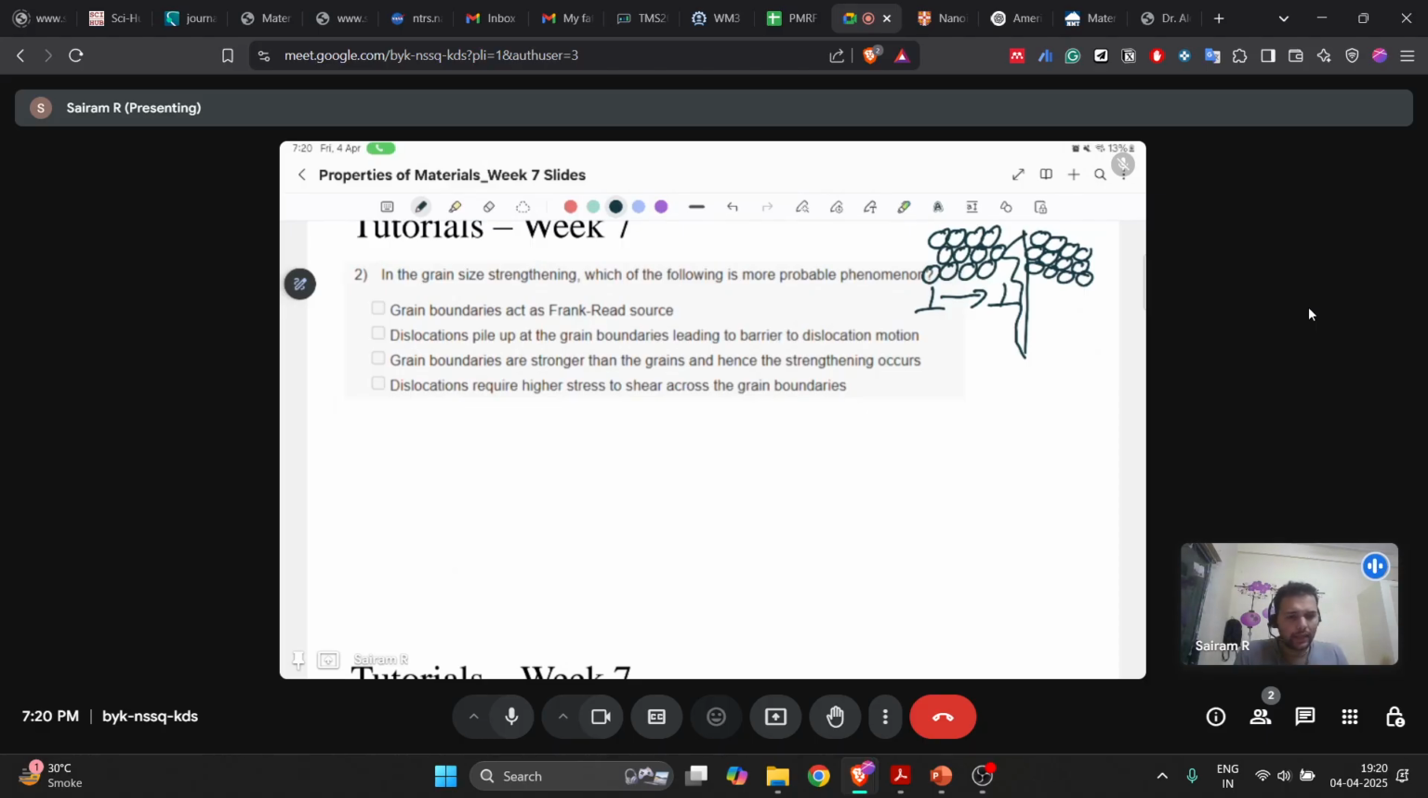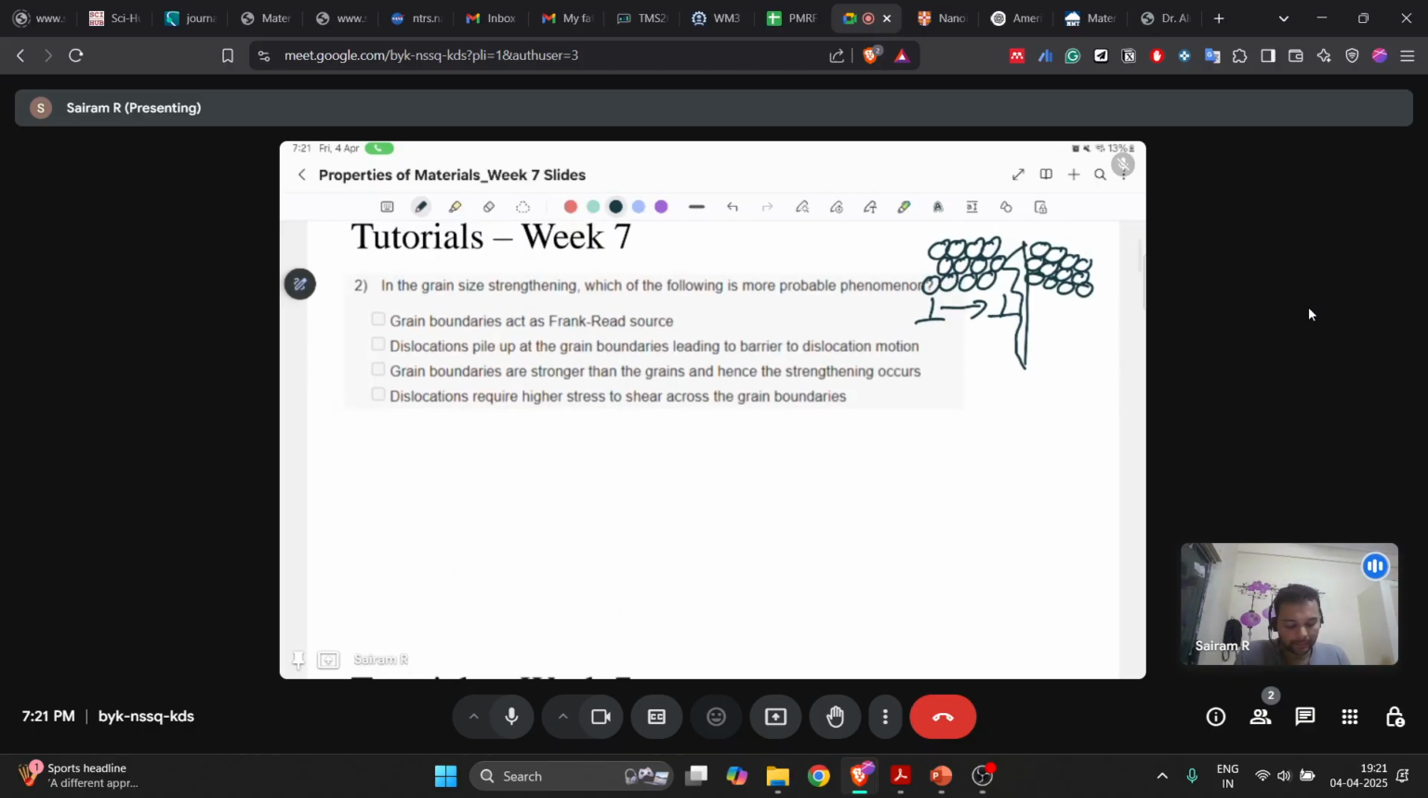So there is going to be a localized pileup of dislocations along the grain boundary because it acts as a barrier to the free motion of dislocations. We know that happens. The other option is that grain boundaries are stronger than the grains and hence the strengthening occurs. Dislocations require higher stress to shear across the grain boundaries.